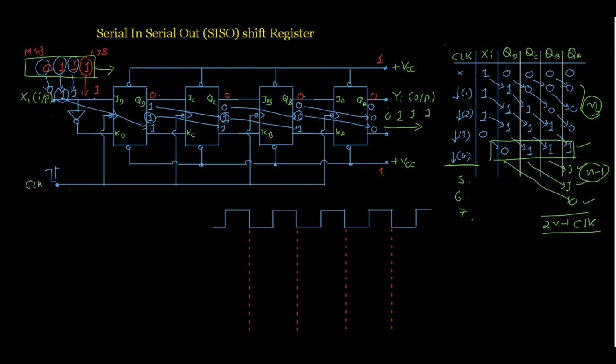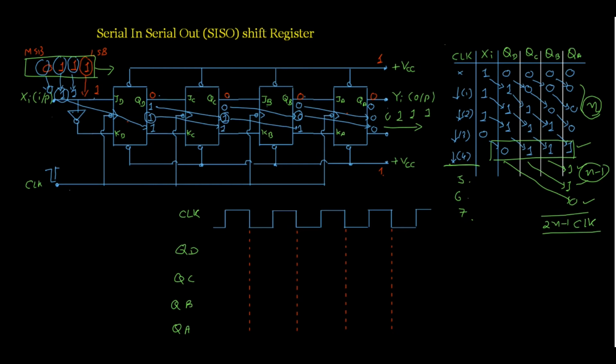Now let us see the waveform at the output of each flip-flop. So here my inputs are these clock pulses, correct? And we have 4 different flip-flops. So we draw this waveform for QD, QC, QB, and QA. Correct?